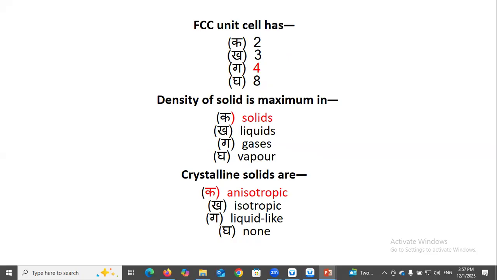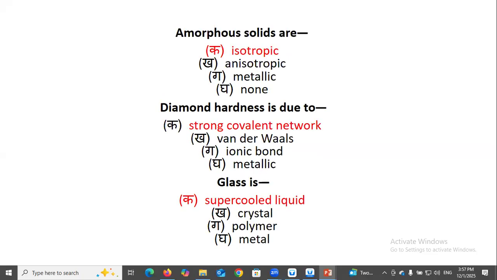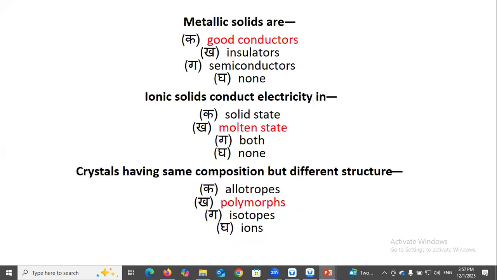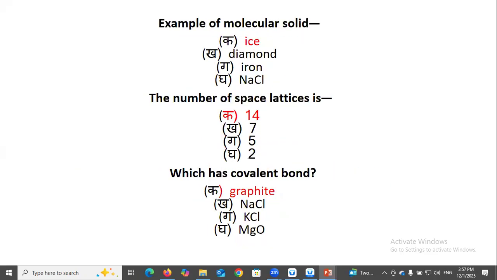Crystalline solids are anisotropic. Amorphous solids are isotropic. Diamond hardness is due to strong covalent network. Glass is supercooled liquid. Metallic solids are good conductors. Ionic solids conduct electricity in molten state. Crystals having the same composition but different structure show polymorphism. Example of molecular solid: ice. The number of space lattices is 14.